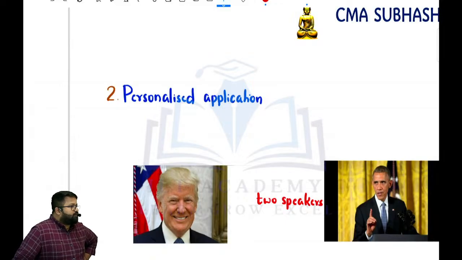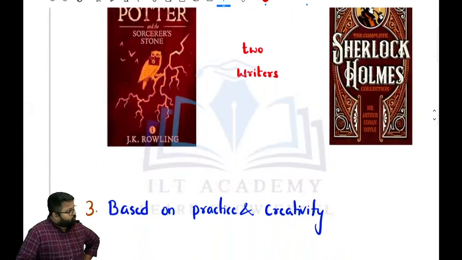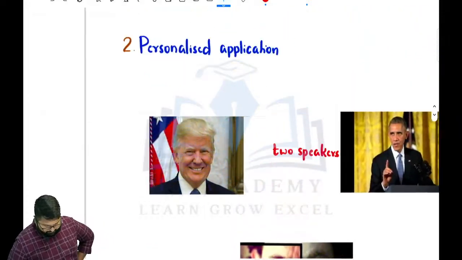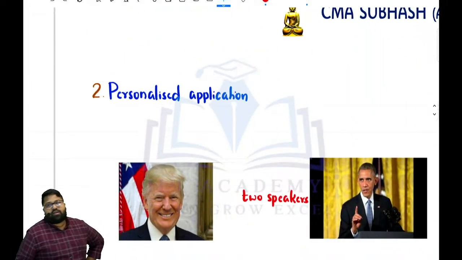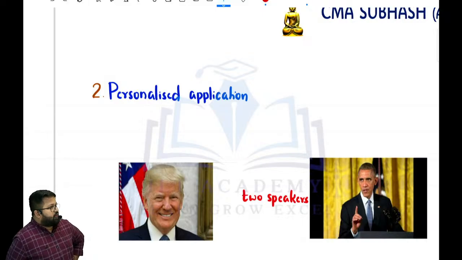Art may change from person to person. The examples are two speakers, next actors, and even two writers. If that part is done, in art we have the third point. Done with the two points till now?